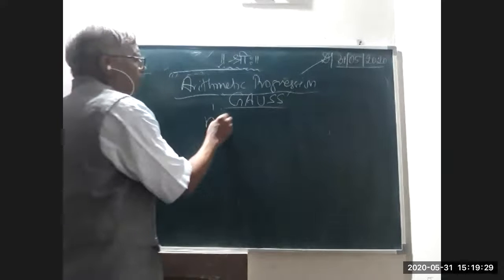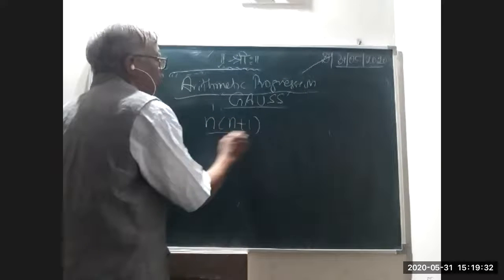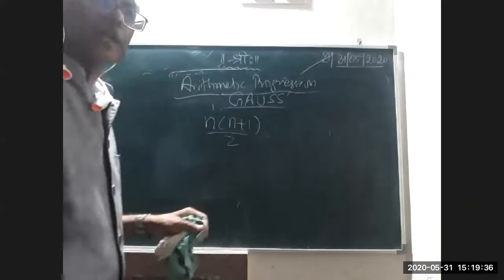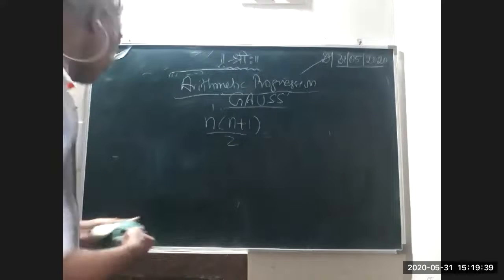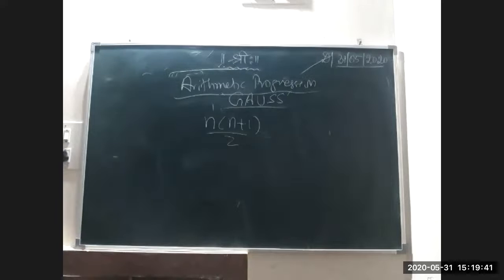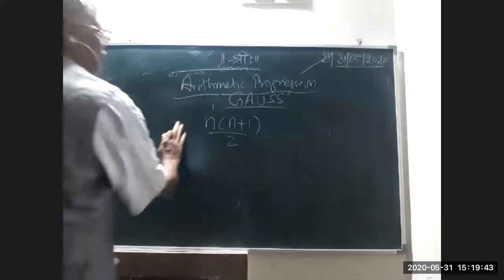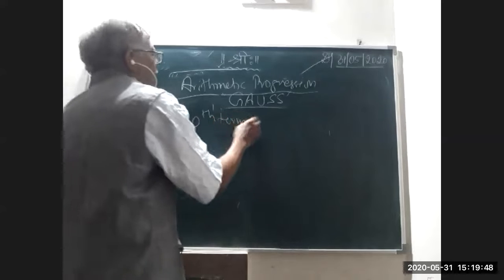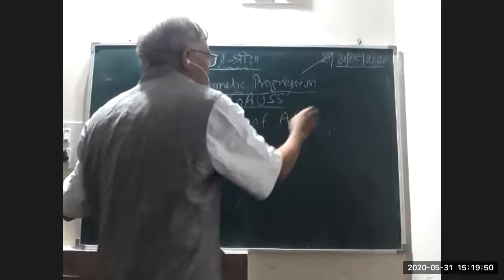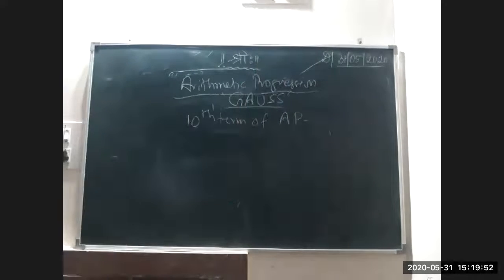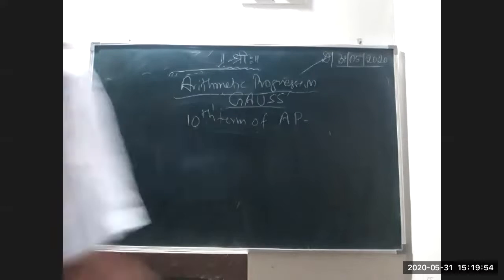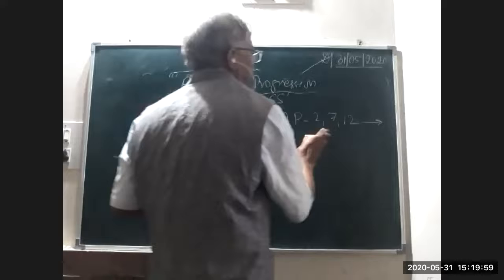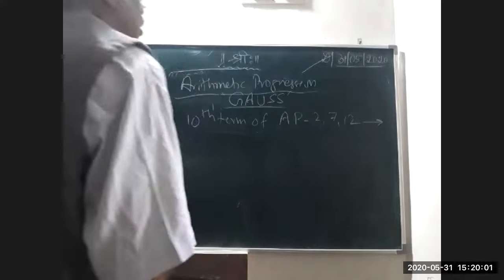Later on, this formula n into n plus 1 by 2 was found for the addition of natural numbers. Now the problem is this. The 10th term of the arithmetic progression 2, 7, 12 is what is given. The 10th term is what we have to find.